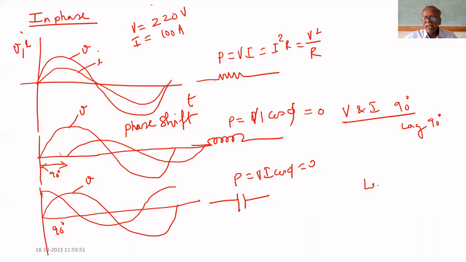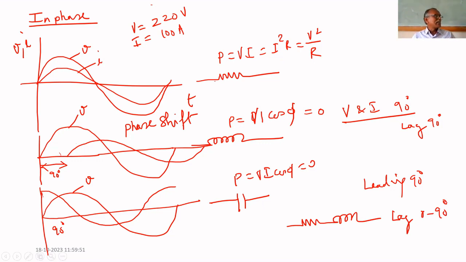Here, current is leading by 90 degrees. If it is a pure inductor, lagging 90 degrees. Pure capacitor, 90 degrees leading. If it is a combination of resistor and inductor, resistor means in phase. Suppose I am having another combination of resistor and inductor. It means neither 0 nor 90 degrees. It is in between 0 and 90, but lagging only. Lags, but the angle is 0 to 90 degrees.